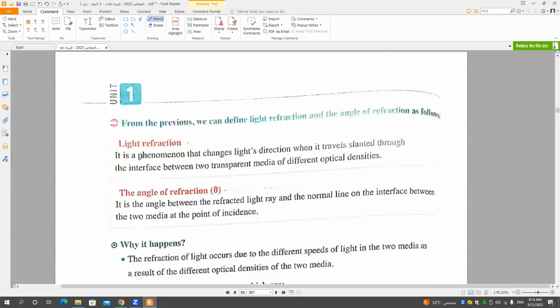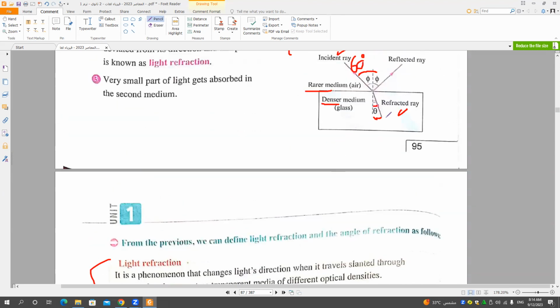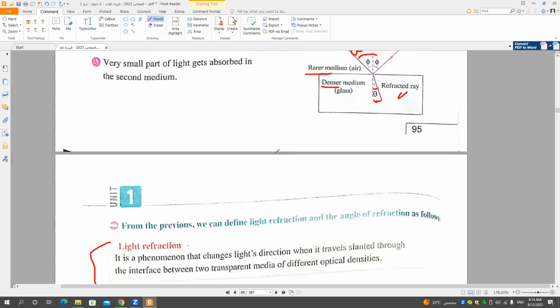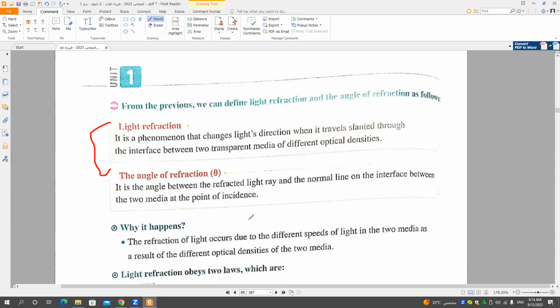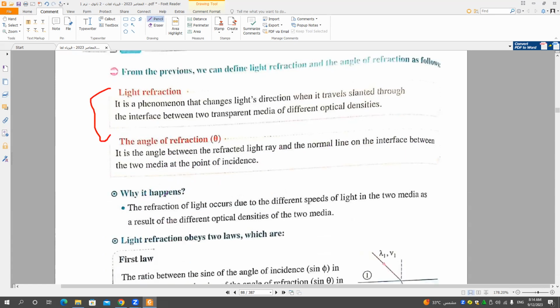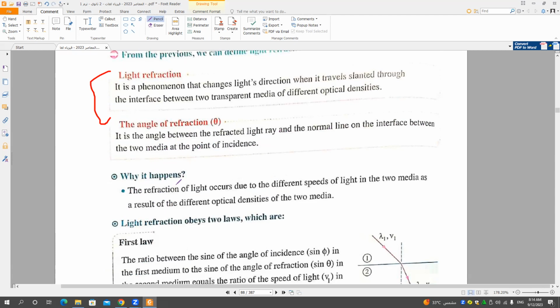Light refraction is a phenomenon which changes the light direction between two different transparent media. What is meant by angle of refraction? It is the angle between the refracted light ray and the normal to the separating surface between the two media, at the point of incidence. Why does it happen? The refraction of light occurs due to the different speed of light in the two media, as they are different in their optical density.